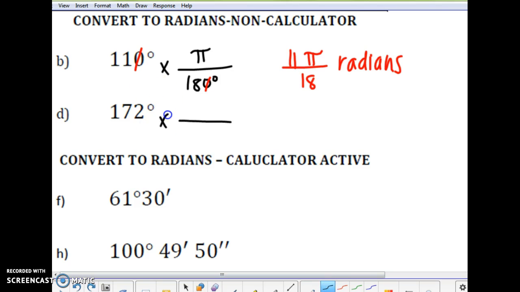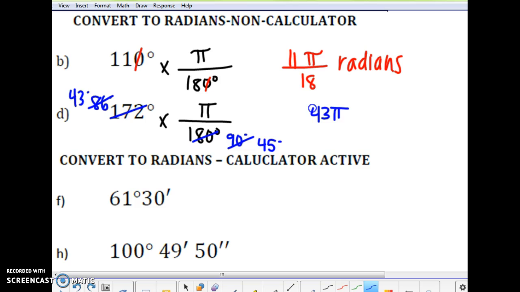Do the same thing with 172. 180 in the bottom, pi in the top. Now on this one, it's going to be a little bit more work. I'm going to start with something small and just divide each by 2. So that's going to take me down to 90. Divide by 2 should take me down to 86. I'm going to divide by 2 again, so I'm going to get 45. And that should be 43. So this is going to be 43 pi over 45. And you can write radians if you want to.